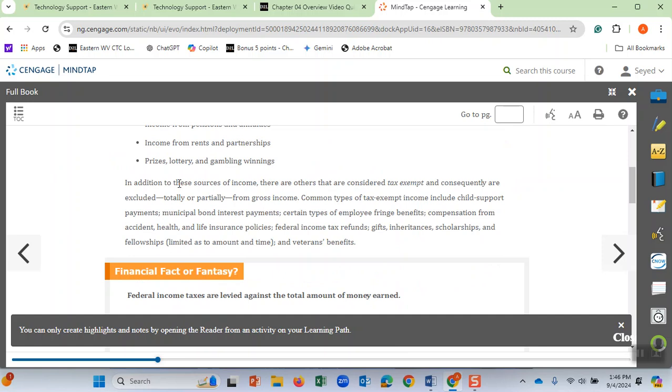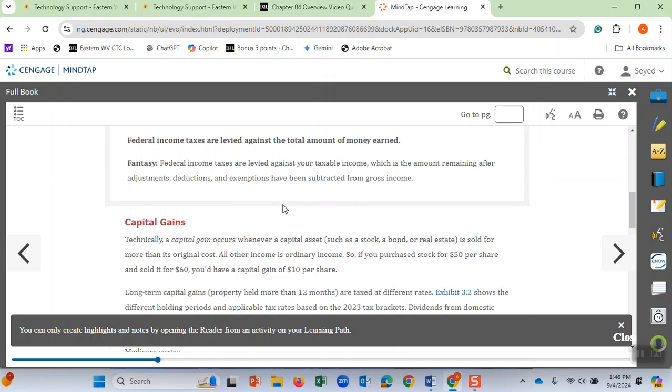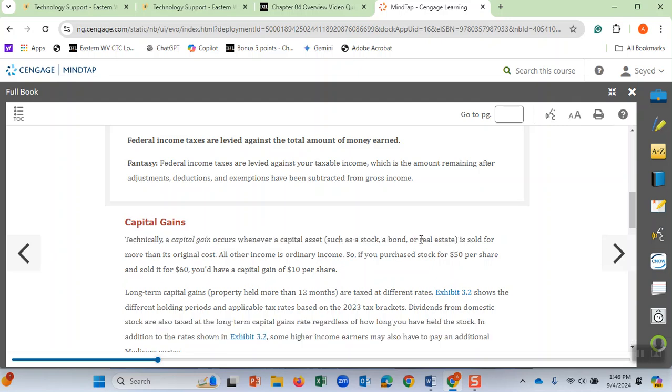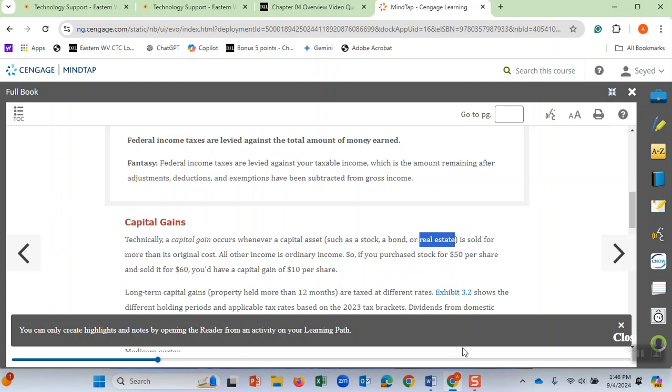In addition, there are other things, and here we come to capital gain. Capital gain is when you have, for example, a rental property or real estate. Say you bought a rental property for $100,000 and sold it for $150,000. Then you make $50,000 on it, assuming all the expenses are calculated. Therefore, you have had a capital gain of $50,000. You have to pay taxes on it.